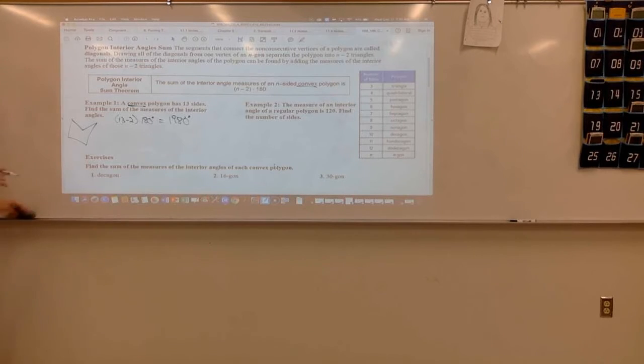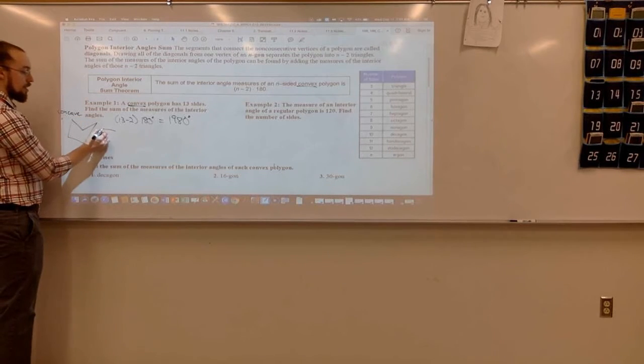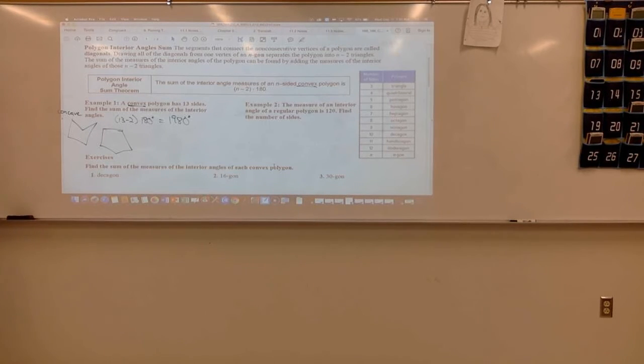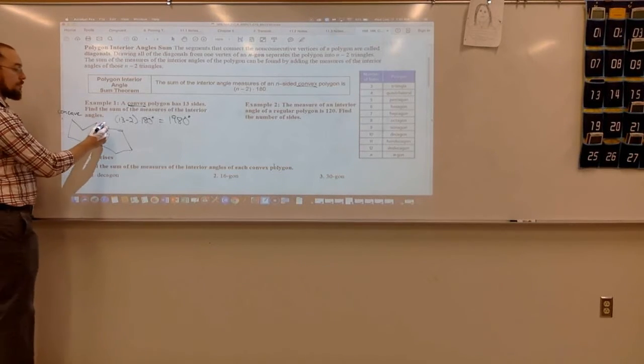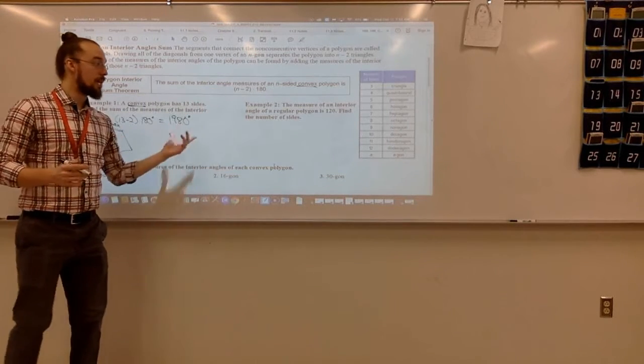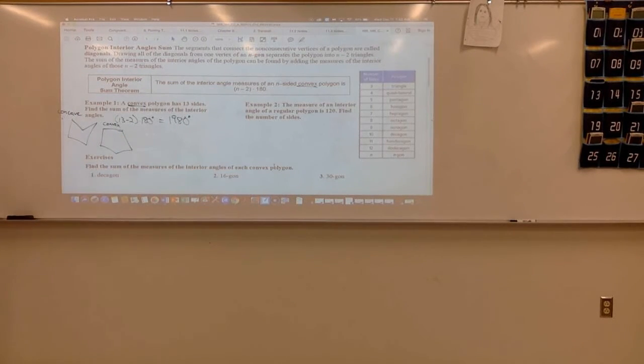This is an example of a concave polygon, where part of it caves in on itself. Convex means that we don't have any pieces that are caving in on itself. So something like that would be an example of convex. For us to use this formula, our polygon has to be convex. This formula would not apply to something like this.